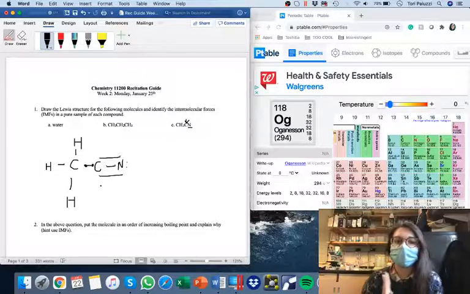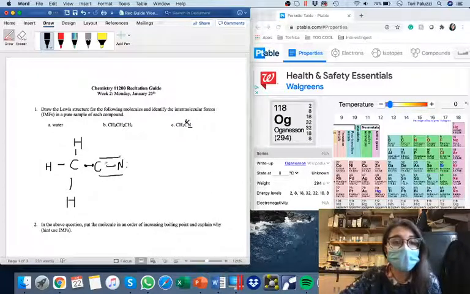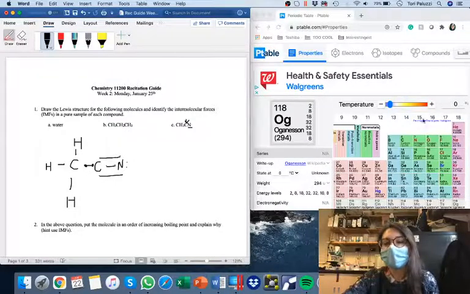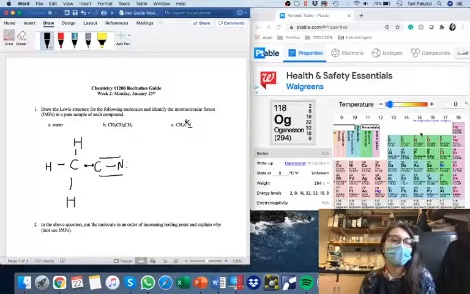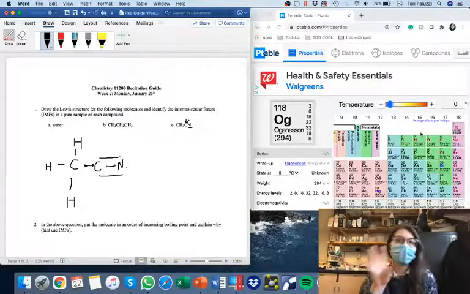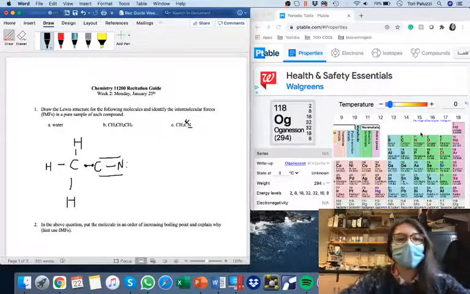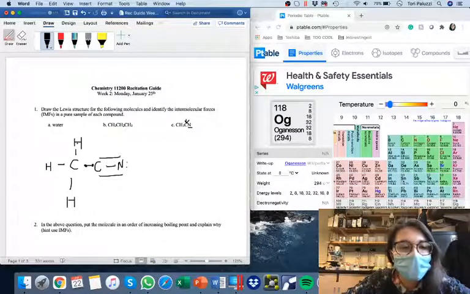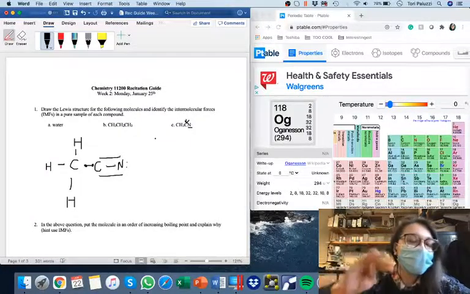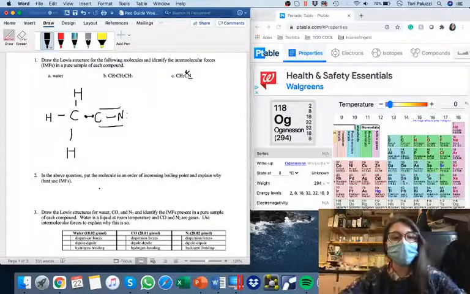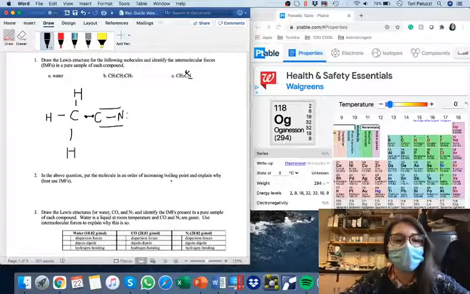Next, I need to know about dipole. And sure enough, I do see a dipole, right? There's this carbon end side and this nitrogen end. And when I look over here, I know that nitrogen is more electronegative than carbon and way more electronegative than these hydrogens here. And so I know that there's dipole going on. There's an internal dipole plus a large internal dipole. That's kind of going to allude back here when we move on to 2. It says put the molecules in the order of increasing boiling point.